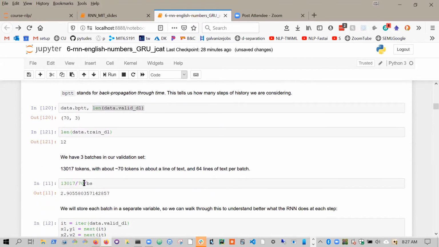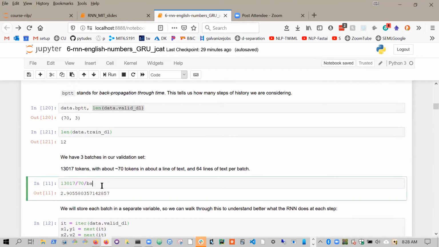And remember we said that that's divided up into batches, and each batch has the batch size, 64 lines of 70 tokens each. So if we divide the total number of tokens by the number of tokens in a batch, which is 70 times the batch size, 70 times 64, that should be roughly the number of batches we have, and that's that.